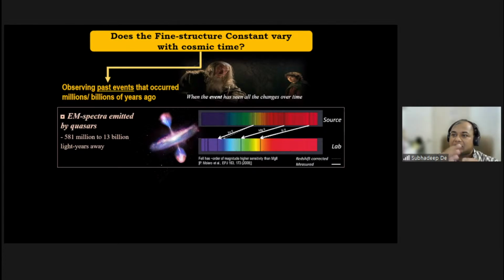And this atomic energy levels depends on the value of the fine structure constant. So basically the idea is, if the fine structure constant has varied over this long period of time, then by comparing a spectrum that was emitted some hundreds of billions of years ago with something today, there will be a discrepancy. So from there, with proper theoretical models, one can find out whether there is any variation of the fine structure constant or not.